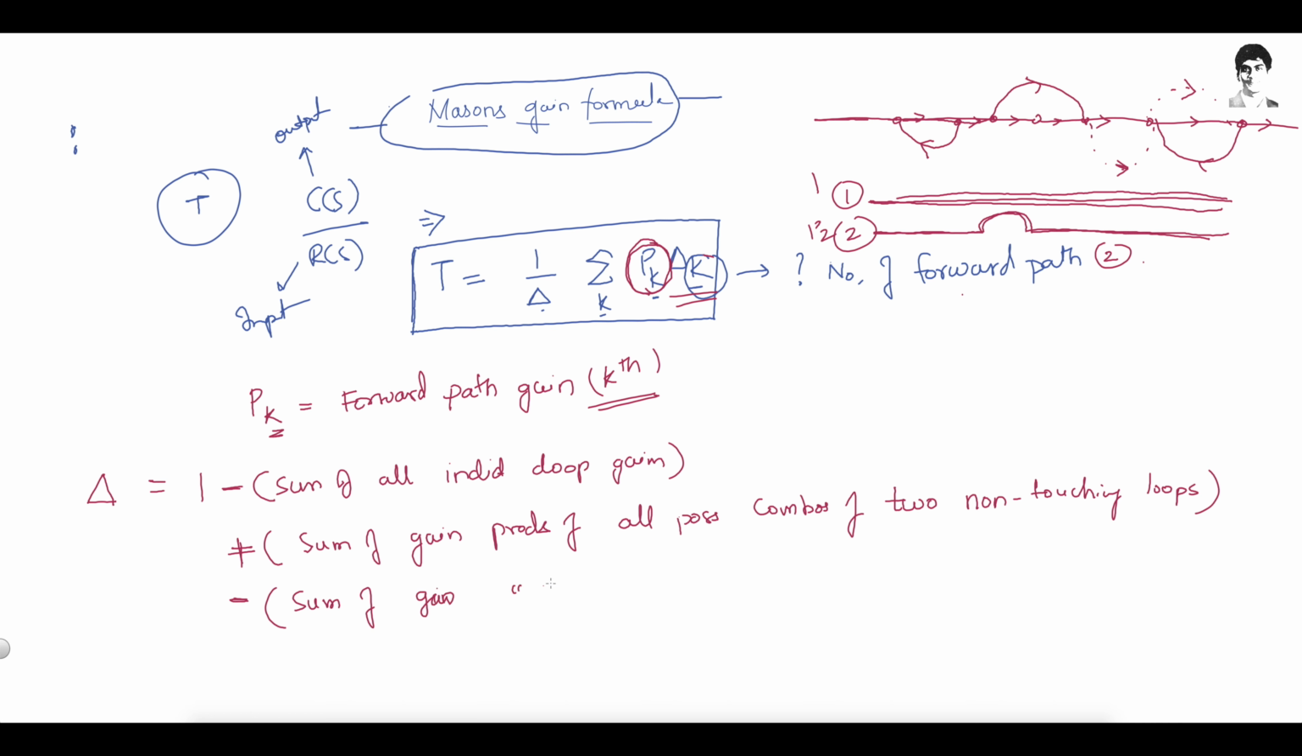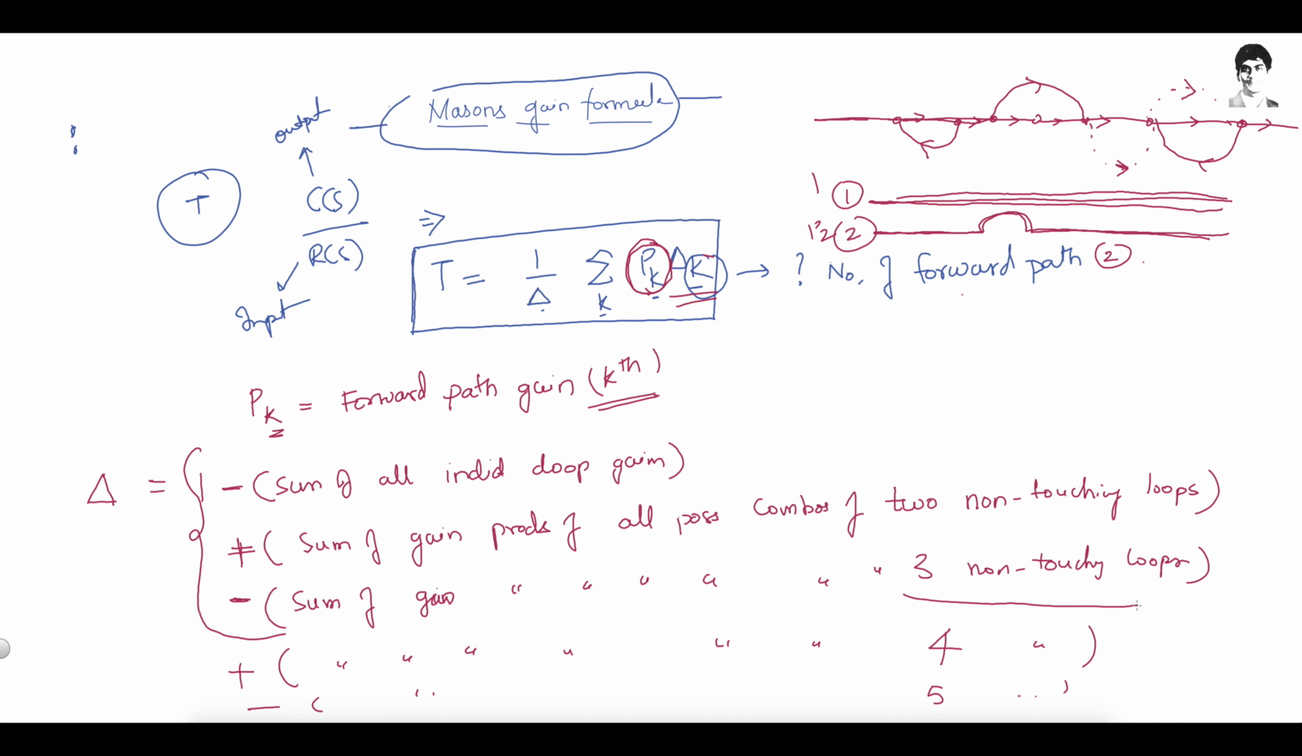the sum of gain products of all possible combinations of 3 non-touching loops. Now we did a minus, so now we get a plus. This is going to be the sum of gain products of all possible combinations of 4 non-touching loops. Again minus, and so on, 5 non-touching loops. But trust me, in your exams, if you come up to 3 non-touching loops, that itself is more than enough. Most of the cases they'll stop with 2 non-touching loops. If it's 3 also, it's going to be a little lengthy for you to solve.